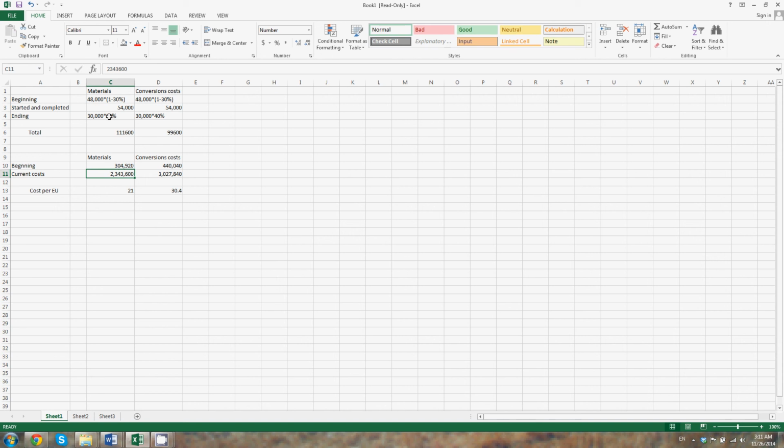We do not complete the ending, but we finish up to 80% of the ending inventory. So that's why we only worry about the current cost. We use the current cost divided by the equivalent units, and we do the same for conversion cost. That's how we get the cost per equivalent unit.